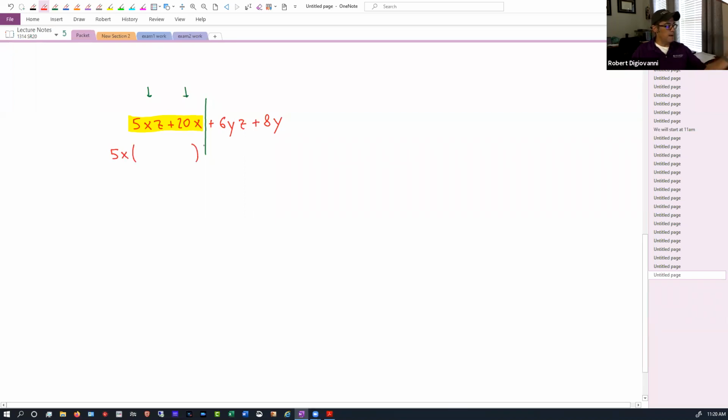So I could pull a 5x out, and that would leave me with a z plus 4. Now, this is something we've done before, and I'm not expecting that you would be able to get it that quickly, but I do expect that you could establish that distributing the 5x back through would give you back that top line. Is that all right with everyone? Okay.